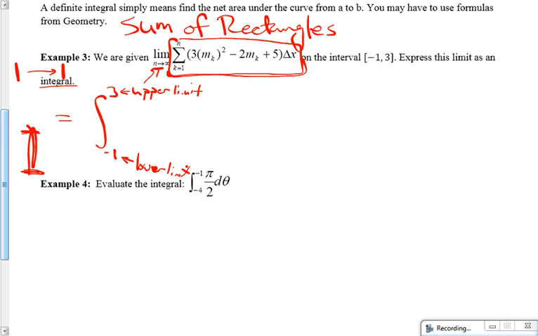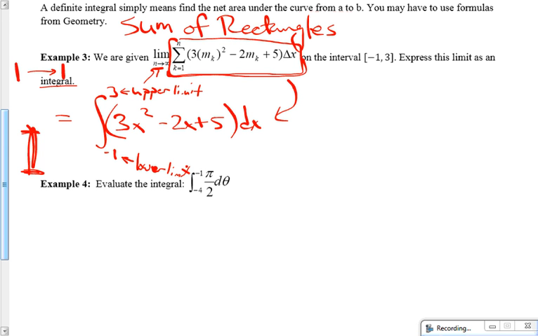Okay? What do you suppose the function is? Don't overthink it. It is what you think it is if you look at it. 3x squared minus 2x plus 5 dx. Okay? I'm not going to ask you to evaluate that today, but there are a couple of homework problems that ask you to go from a Riemann sum limit to a definite integral. You just have to write the definite integral. Okay? Good so far?